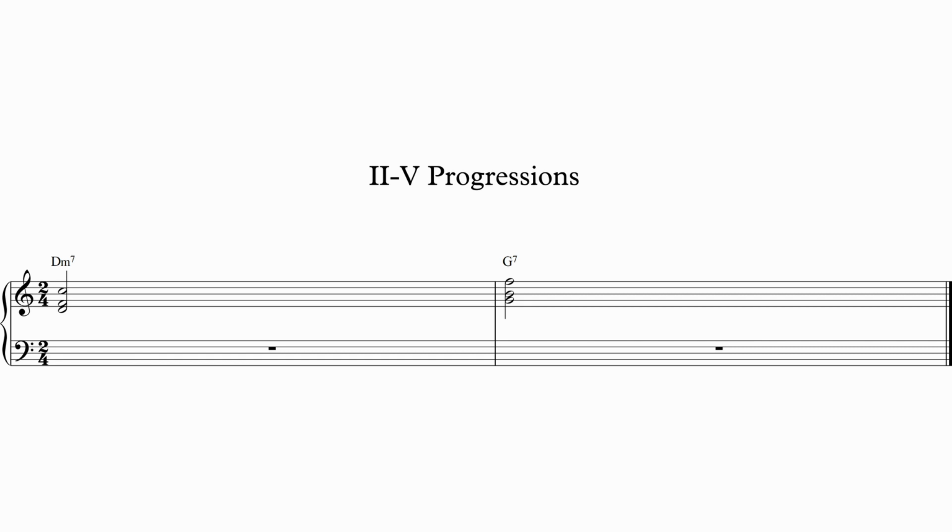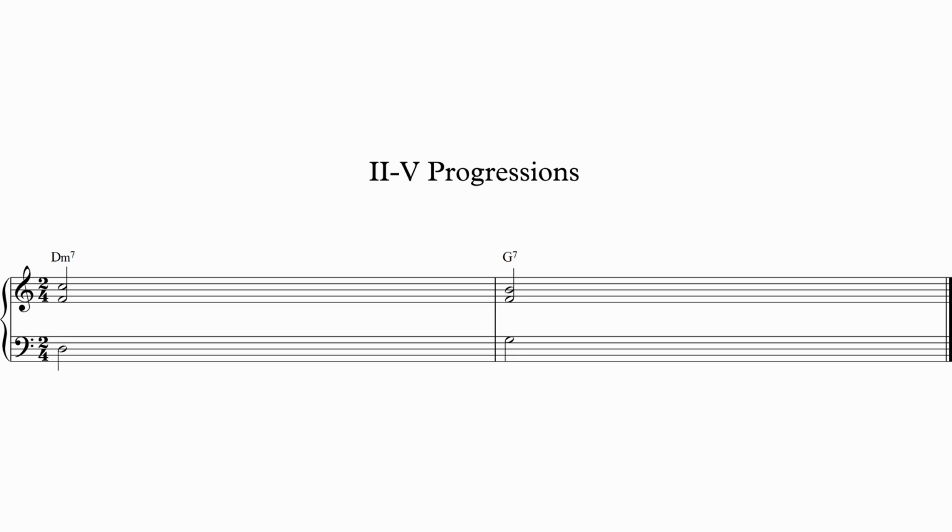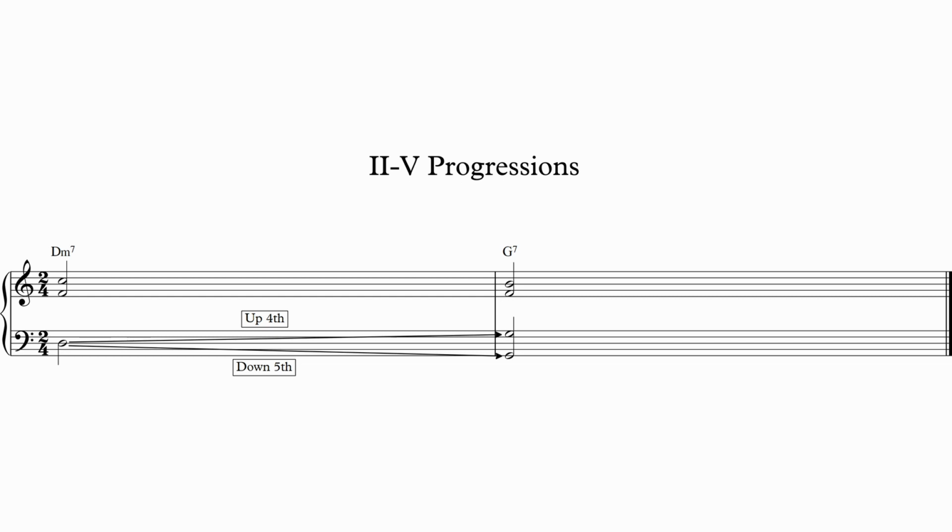Now I'm going to split these voicings so that we have the bass notes in the bass clef and the remaining upper notes in the treble clef. So first things first, the most obvious change occurring between these two chords is in the bass. The D either rises by a 4th up to G or drops by a 5th to the G below it. When we look at the upper chord tones in the treble clef, we notice that one of the notes, F, remains static while the other note, C, drops a semitone down to the B.